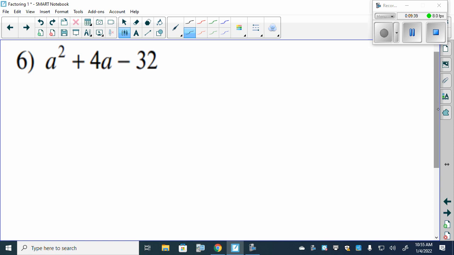All right, let's look at this one here. A squared plus 4a minus 32. Now again, the first thing that we want to look at when factoring is to see, is there a greatest common factor between these three terms? Well, no. Because there's not something that we'll go into a squared, 4a and 32. There's not something in common in all three terms, so there's not a greatest common factor, which means we can move on to the next step. Two sets of parentheses with three spaces.